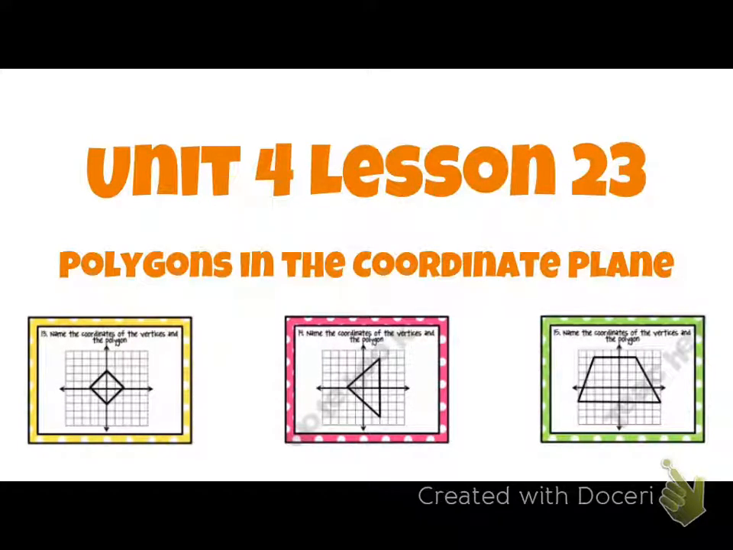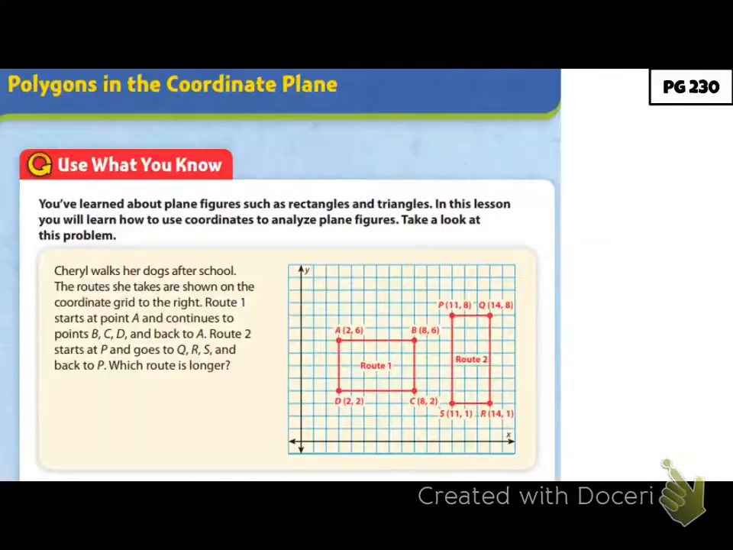Today we're going to move on to Unit 4, Lesson 23. We're going to deal with polygons on the coordinate plane. So we're still going to be finding area, only now we're going to be using these figures on the coordinate plane. So, use what you know. You've learned about plane figures such as rectangles and triangles. In this lesson you will learn how to use coordinates to analyze plane figures.